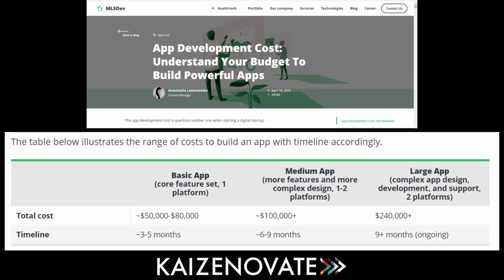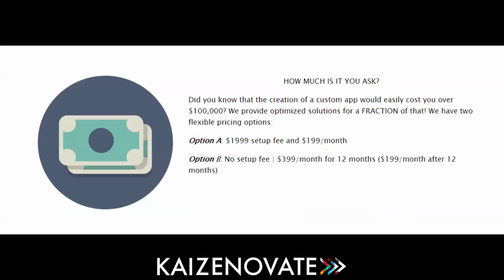And you might be asking yourself, well, oh my God, how much does it cost? Now we know that a very basic app, one platform, your basic features, can cost anywhere between $50,000 and $80,000. And it goes all the way up to $250,000. I've heard of some companies charging $500,000 for app development. And the timeline can go anywhere between 3 to 5 months to 9+ months for your enterprise level large applications. But if you look on our website, what you'll see is that it is truly a fraction of the cost.